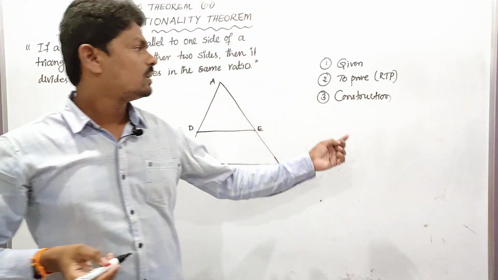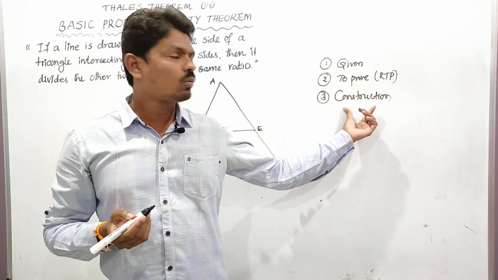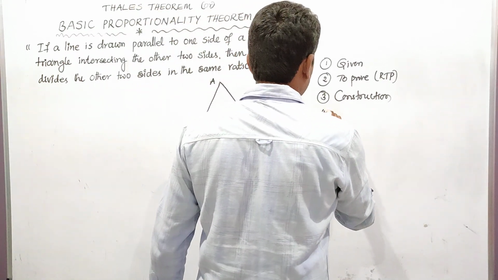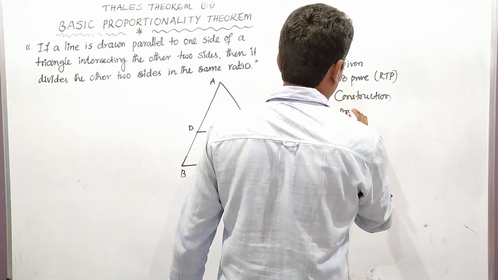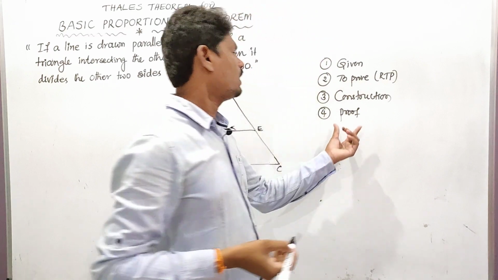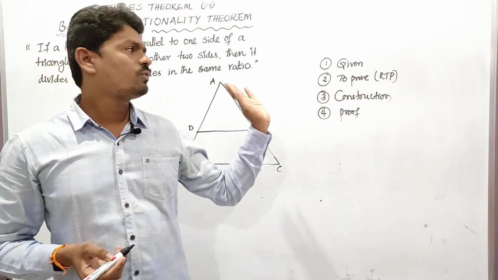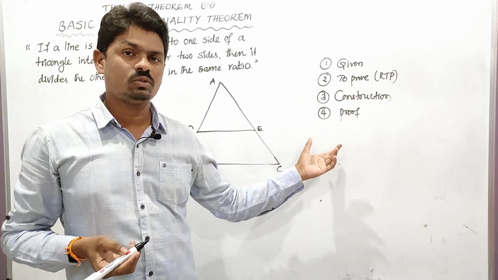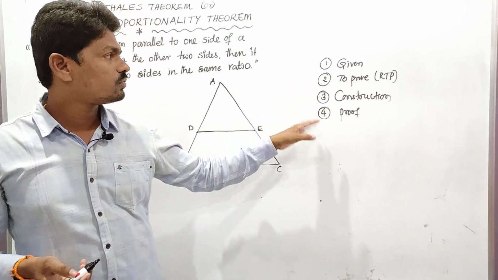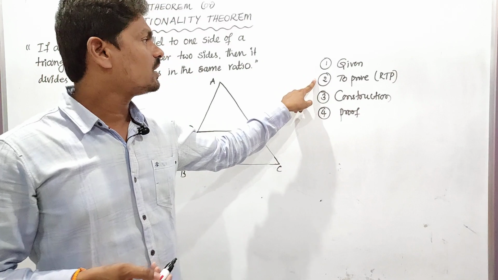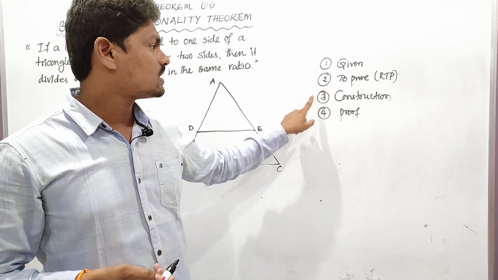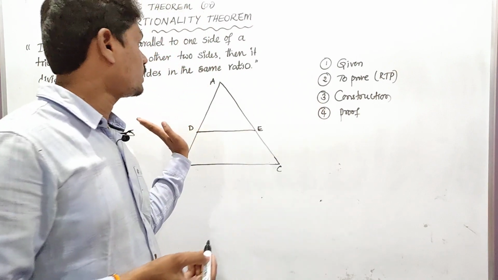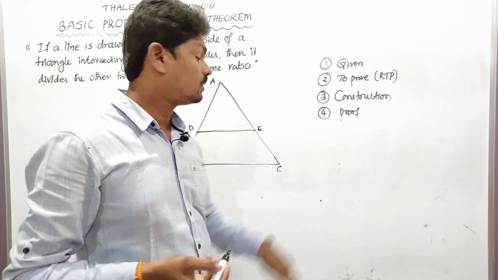If we require construction, we have to construct. Next, fourth one, student, proof. This is the actual proof of the theorem. For every proof of a theorem, we have to follow these 4 steps. What are the 4 steps? First one is given, second one is to prove, third one is construction, fourth one is proof. So we have to follow these 4 steps to prove the basic proportionality theorem, student.